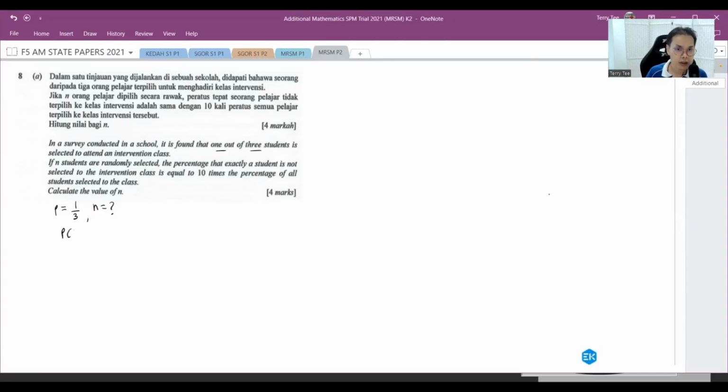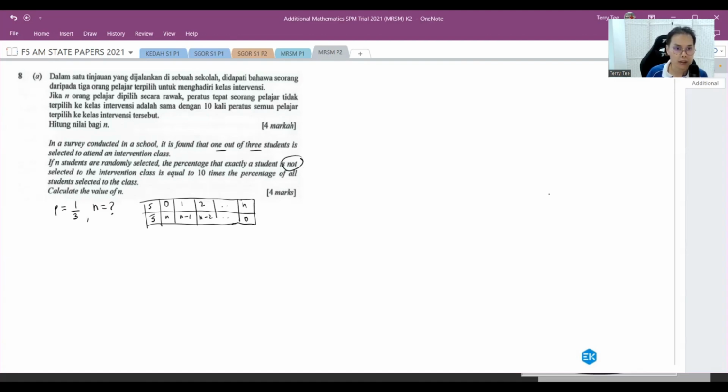But the percentage of students that exactly one student is not selected. Oh, here's the problem. Maybe we talk about X as the number of students selected. If selected is 0, not selected will be n. Selected is 1, not selected is n minus 1. Selected is 2, not selected is n minus 2. So that your total is always n, and so on. If you select n students, the number of students not selected will be 0.